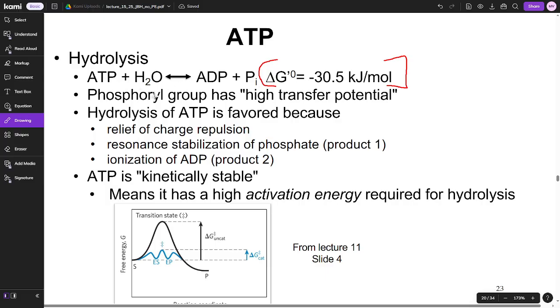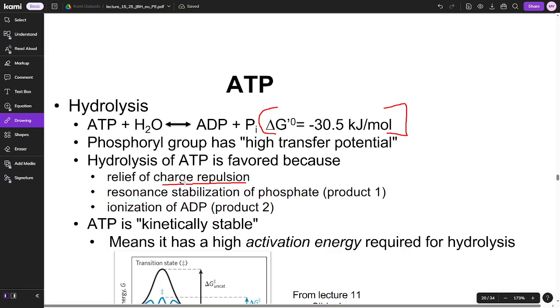So why is this hydrolysis very favorable? It's because breaking apart this bond releases charge repulsion. All these negative phosphates don't want to be bonded together like that. If you break it apart, that negative charge repulsion stops. The other thing is the resonance stabilization of the product.